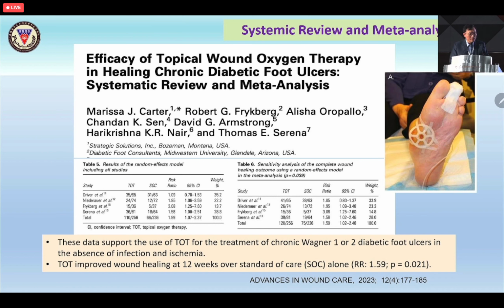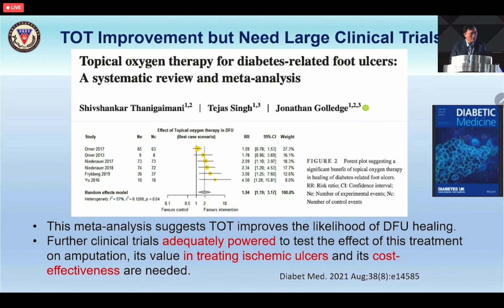However, from the systematic review, we find that the data supports that if the patient has a Wagner classification grade 1 and grade 2 diabetic foot ulcer, topical oxygen therapy could enhance wound healing in patients with the absence of infection or ischemia. So that's the result mentioned. That's the wound healing at 3 months follow-up. They compare with standard treatment. There's significant improvement with the TOT.